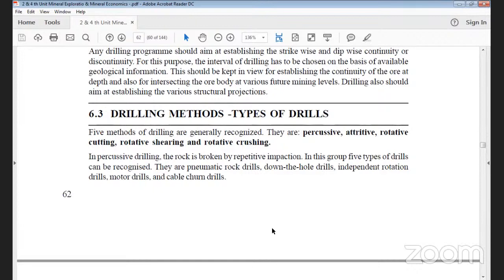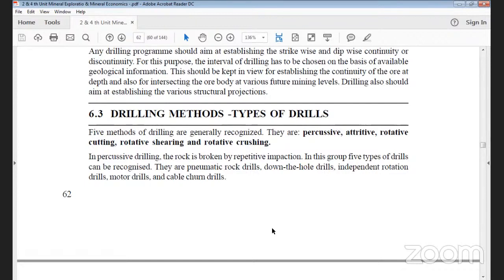One is percussive. Second is abrasive. Third is rotative cutting. Fourth is rotative shearing. Fifth is rotative crushing. And sixth, a combination of shearing, rotative, and finally crushing.